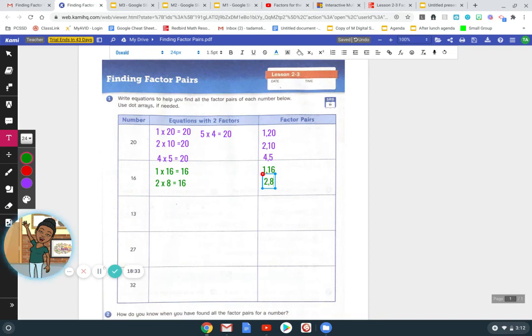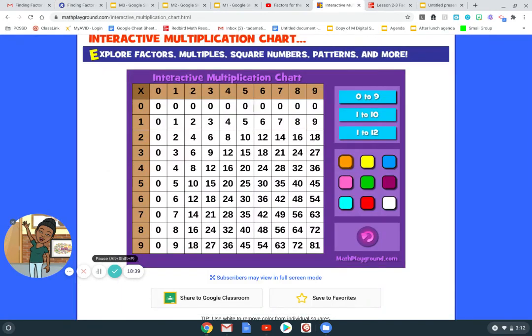When I keep going on my chart, I'm going to go to 3. 3 times the number 16. If you don't remember, guys, go back to your multiplication chart. When I look at my 3 column, the number 16 is not there. I'm going to go to the number 4. We're going straight across to see if we can find these factors. 4 times the number 16.